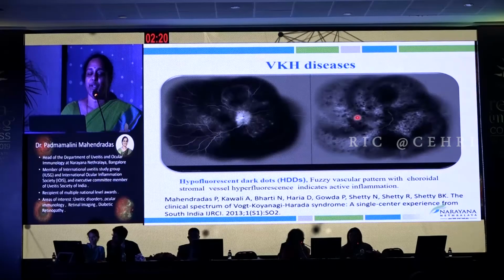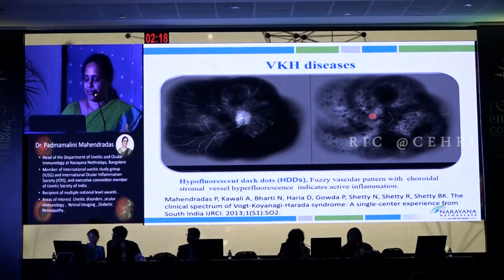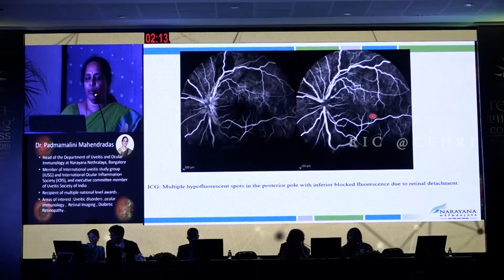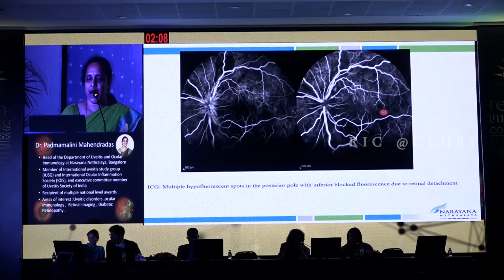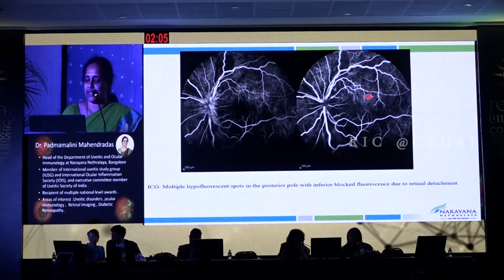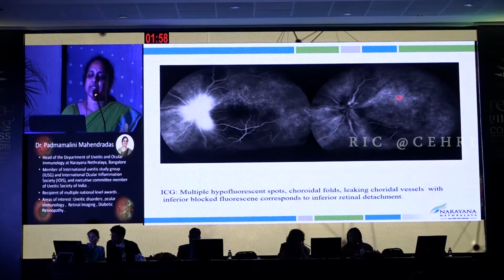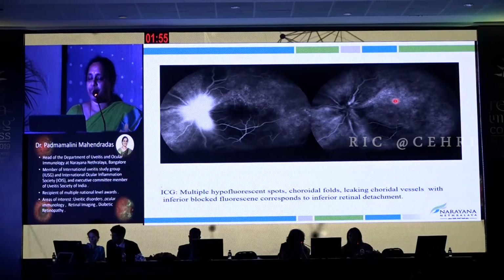Here is a montage showing a classical disc leak with multiple pinpoint hyperfluorescence with pooling of the dye on FFA. The corresponding ICG shows multiple dark dots, more extensive involvement compared to FFA. Here is a case of sympathetic ophthalmia, where we could see the hypofluorescent dark dots with leakage of the choroidal vessels. In the late phase, we could see the disc leak and also the choroidal folds with hyperfluorescence corresponding to the areas of choroidal vessel leak.